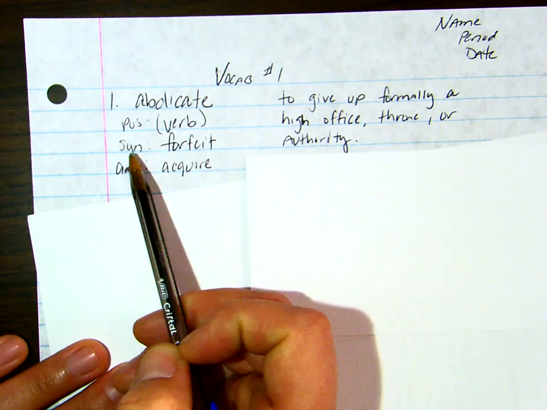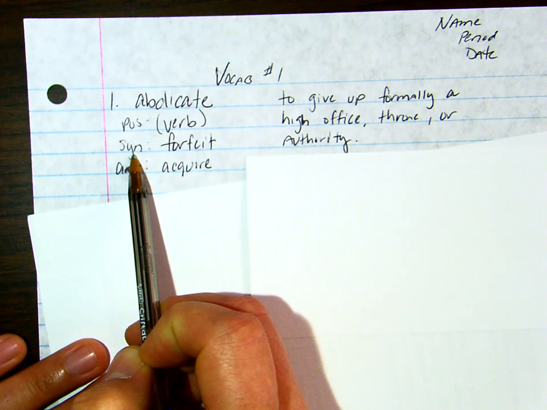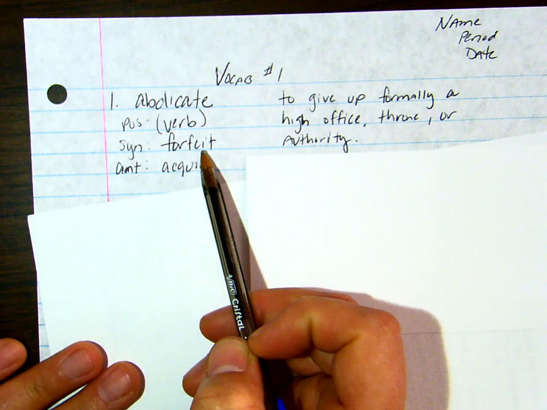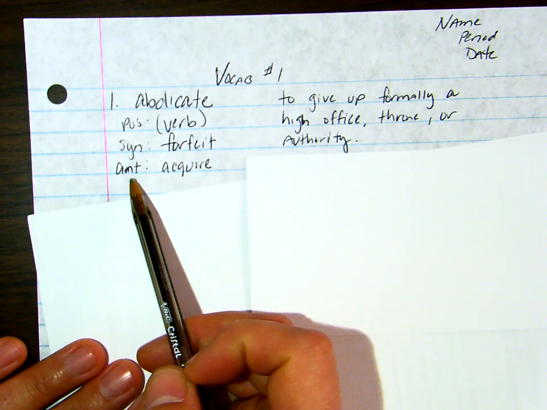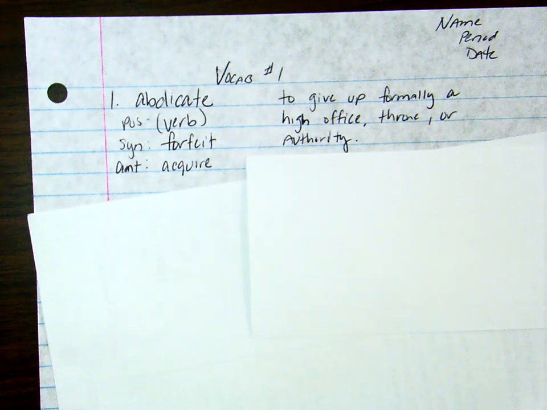Now, you want to write a synonym for the word. Remember, synonym means the same. So to abdicate, you're giving up something. That could mean to forfeit. And the opposite would mean to acquire, because the opposite of giving up is to get something.